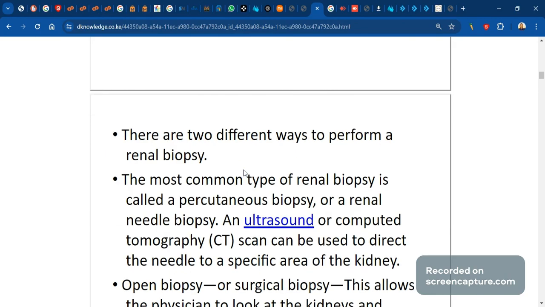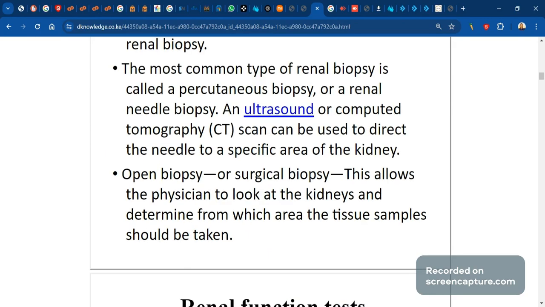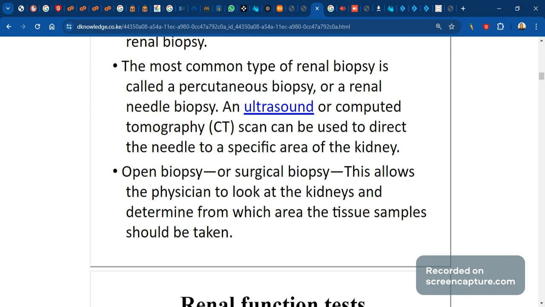There are two different ways to perform a renal biopsy. The most common type is called the percutaneous biopsy, used for people presenting with cancer-related symptoms or tumors. When we are doing biopsy, the common one is percutaneous biopsy, or they can also use renal needle biopsy. This one uses FNAC, fine needle aspiration cytology.